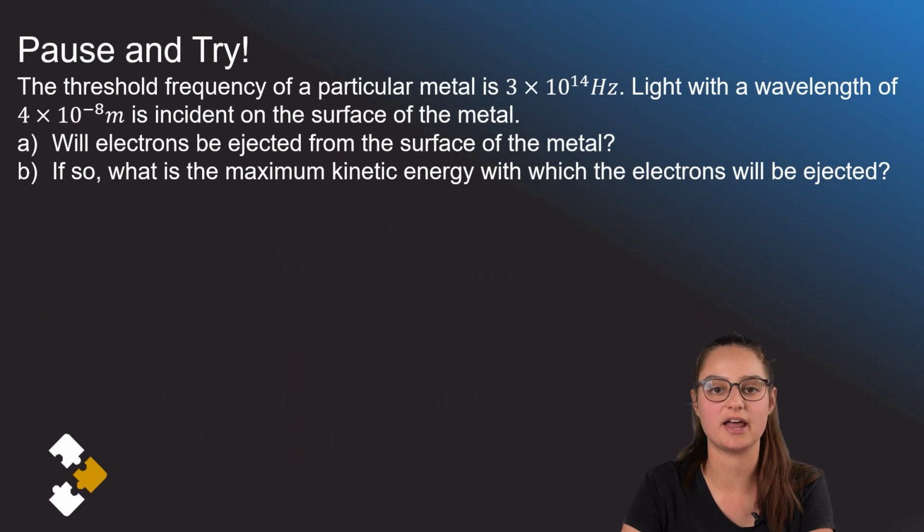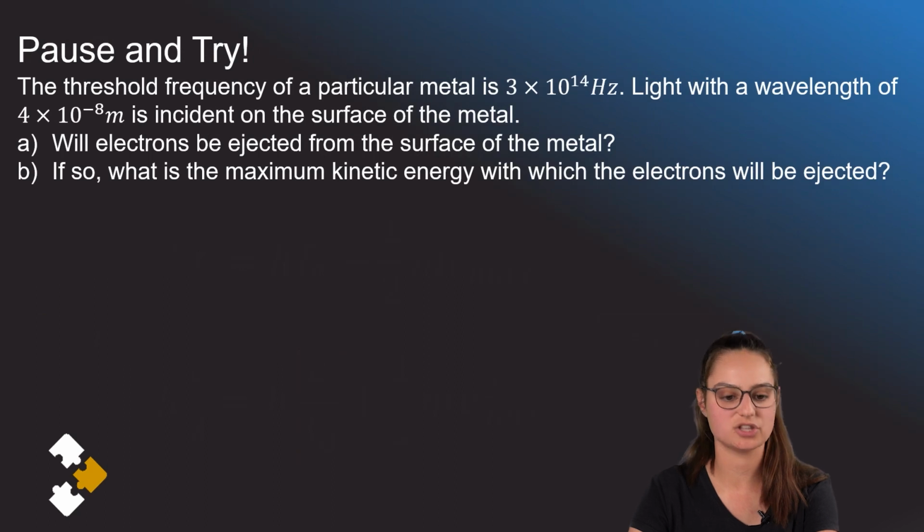Right, so let's look at another example. It says the threshold frequency of a particular metal is 3 times 10 to the 14 hertz. Light with a wavelength of 4 times 10 to the negative 8 meters is incident on the surface of the metal. So now question A asks us, will electrons be ejected from the surface of the metal?